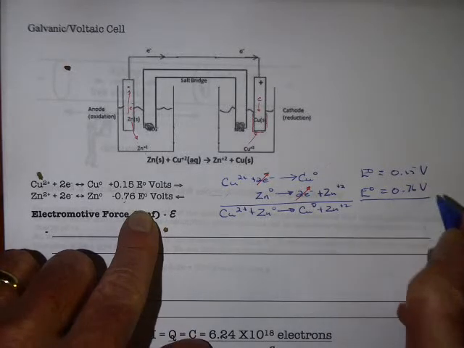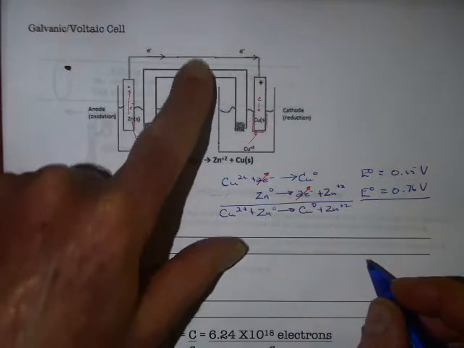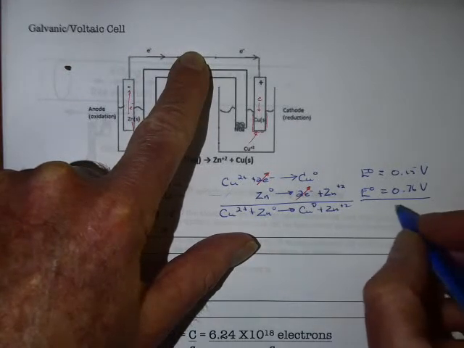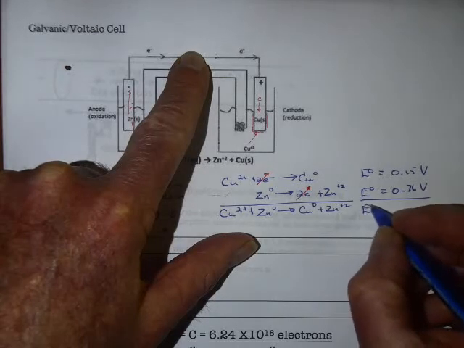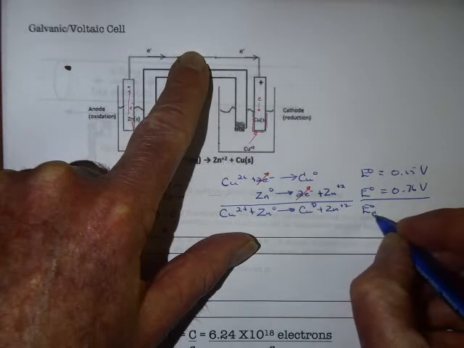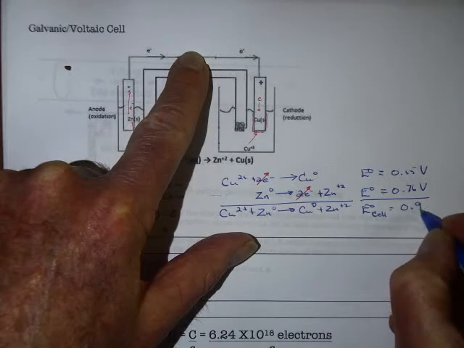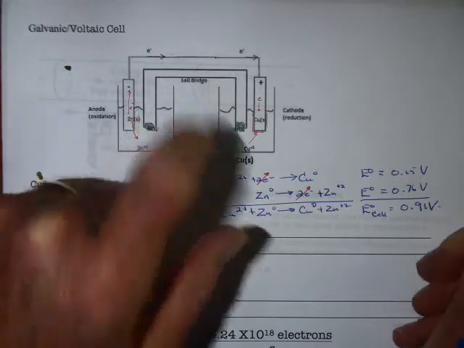So if I was to take a voltmeter and insert it here, my overall potential, so the potential of the cell, the entire cell, is equal to the sum of those, 0.91 volts. Okay?